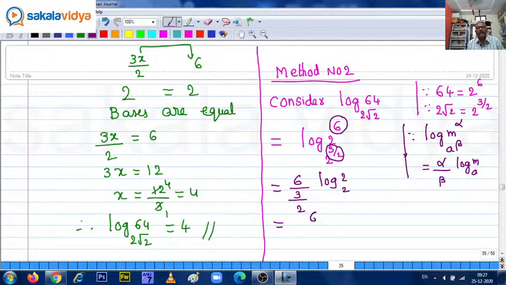This we can write 6 upon 1 into the reciprocal of 3 by 2, that is 2 upon 3. Log 2 base 2 is 1. 3 twos are 6, so 2 into 2 is 4. So the answer is 4. Answer is 4.